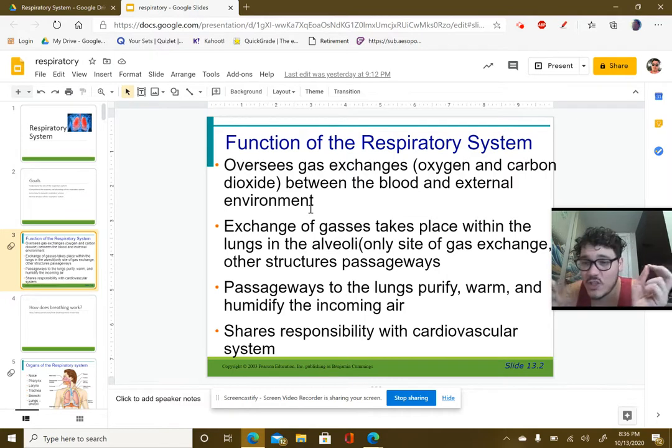Now, the site of gas exchange in the body, more specifically, is going to be in the lungs. And more specifically in the lungs, it's going to be this structure called the alveoli. We're going to learn much more about that in the coming videos.